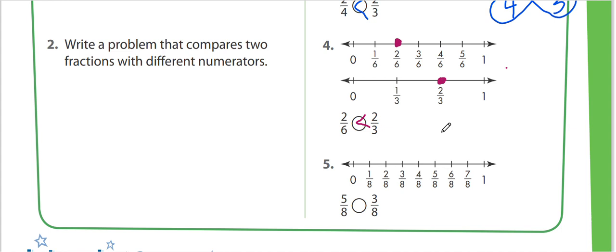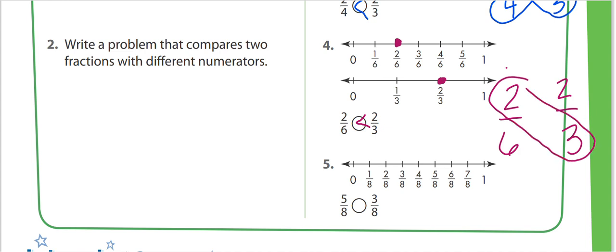Again, if you would like to compare the fractions using the butterfly method, you can. 2/6 and 2/3. We're going to multiply 2 times 3. 2 times 3 equals 6. And then I have 6 times 2. 6 times 2 is 12. Which number is greater, 6 or 12? 12 is. So it eats the larger number. That means that 2/3 would be greater than 2/6.